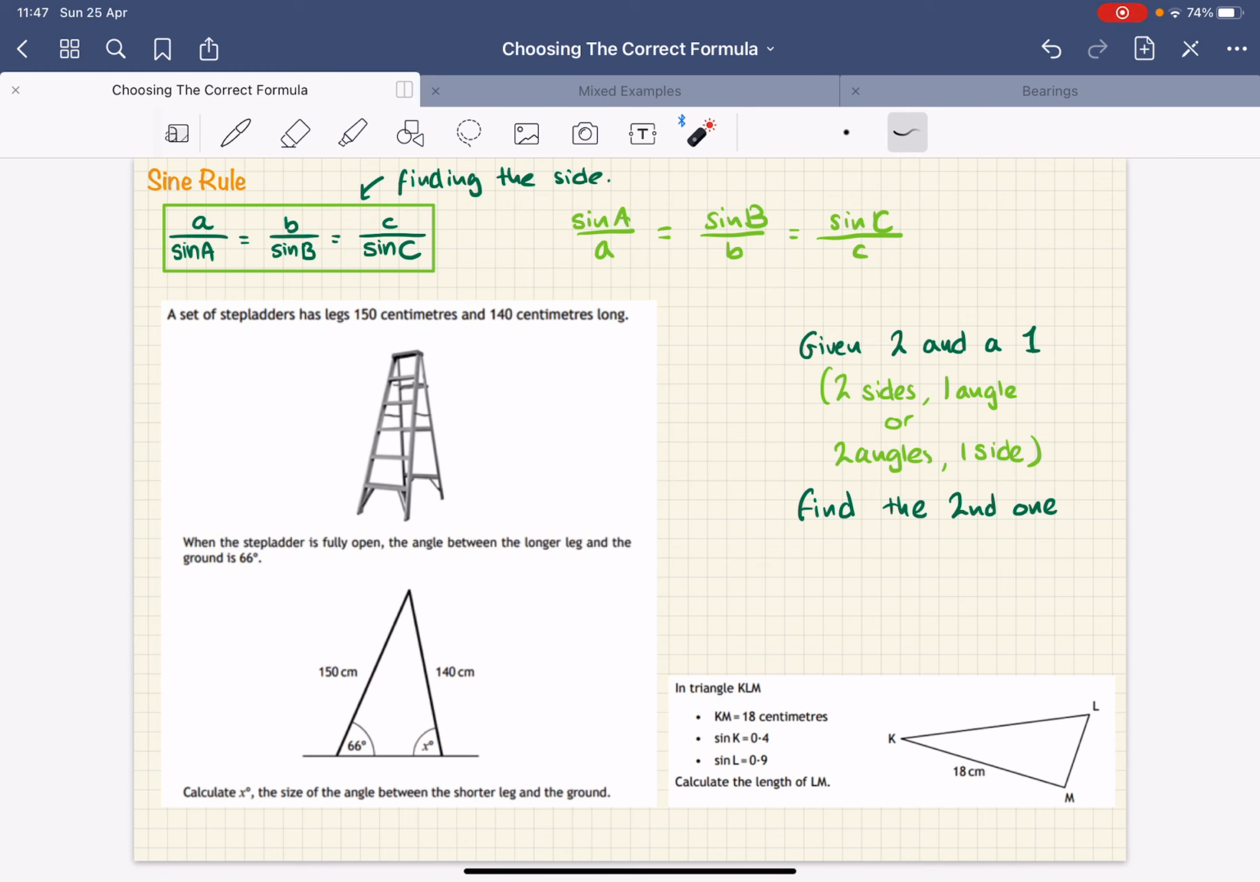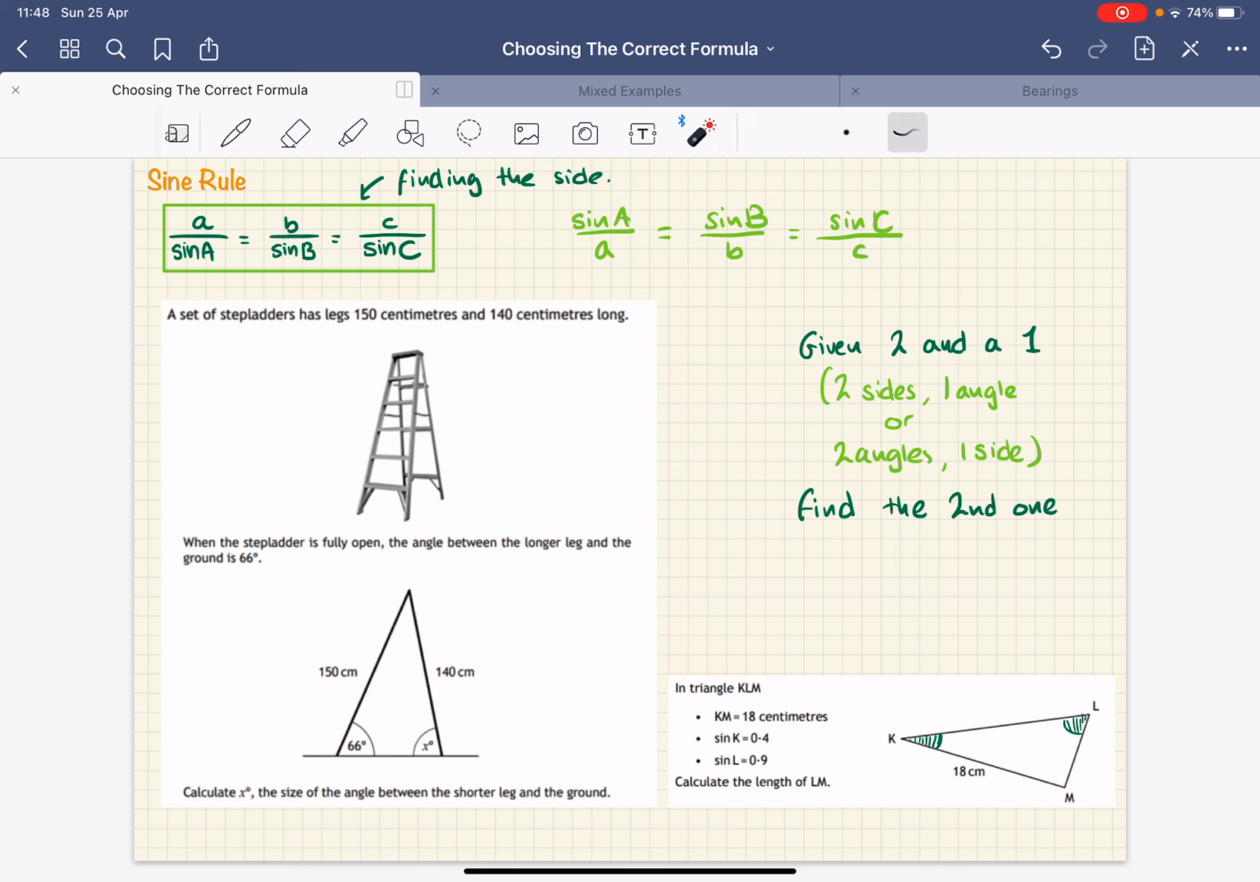Okay. And then this next one here, now this is actually a non-calculator question, so it's a little bit weirder, but let's just have a look quickly. So we have in triangle KLM, KM equals 18 centimeters, sine K equals 0.4. So what that's essentially saying is sine whatever this angle here is 0.4, and sine L equals 0.9. So sine this angle is 0.9. Calculate the length of LM.